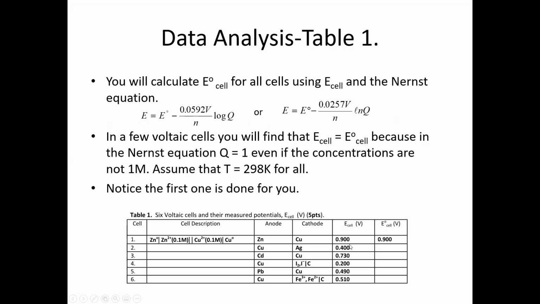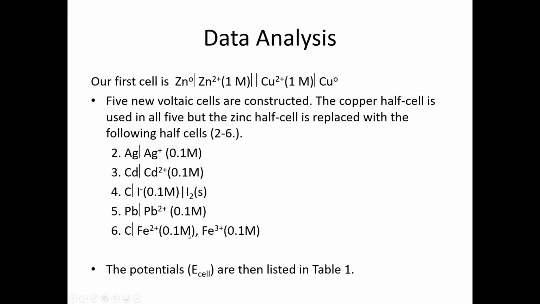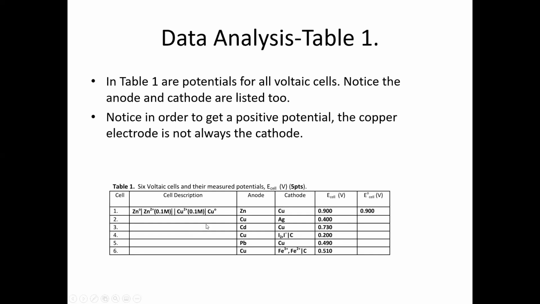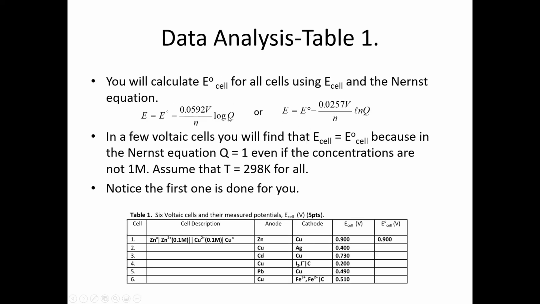When we have the cell potential, the concentrations are also given to you. They are 1 molar for the zinc copper pair, and other concentrations are 0.1 molar. So you have the concentration and you can calculate the Q value. And then by writing out the redox equation, you can figure out how many electrons are transferred, so you can figure out the N value here.